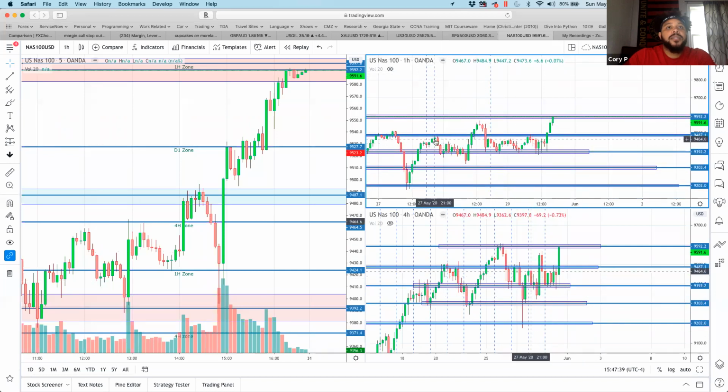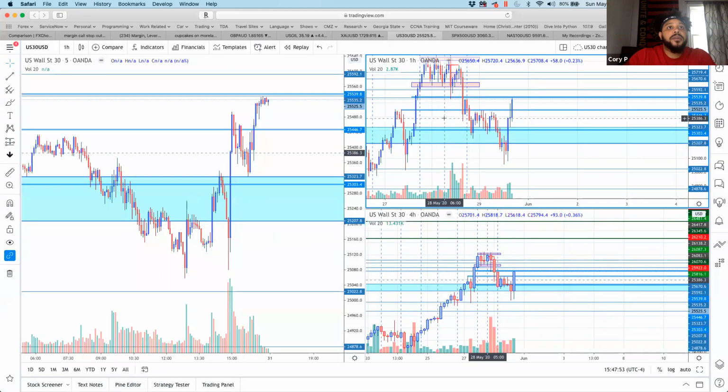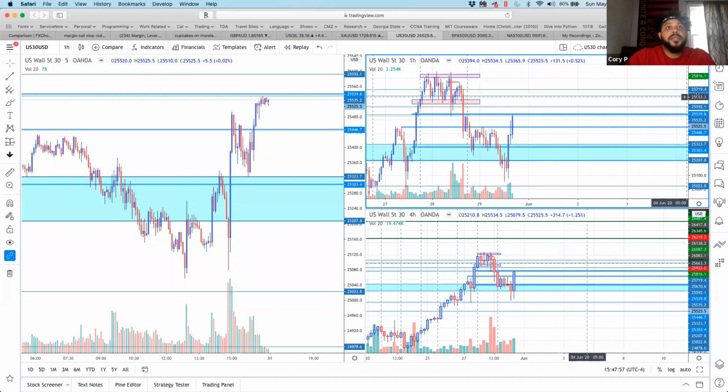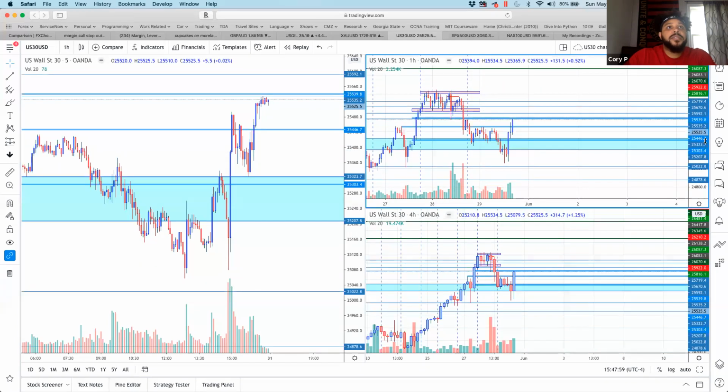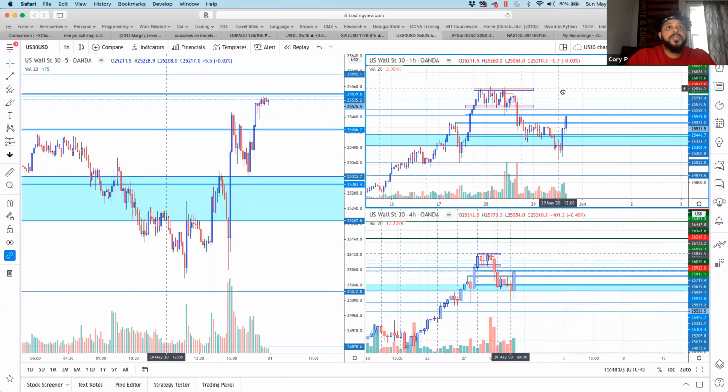NAS was selling. It sold at the open. It sold off around here, but for the most part, it's just kind of moving up. Let's look at US 30 on the 28th. It was pretty much doing the same thing.